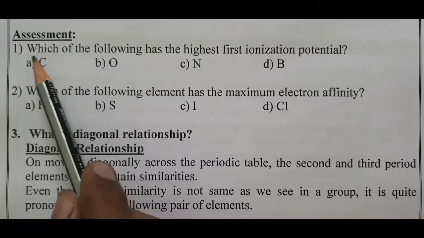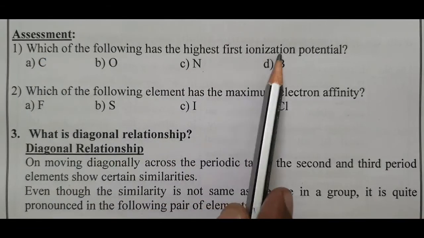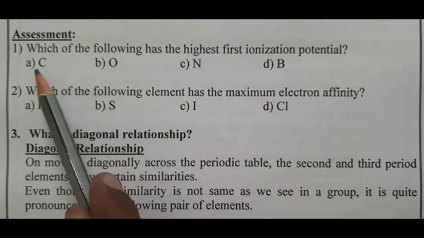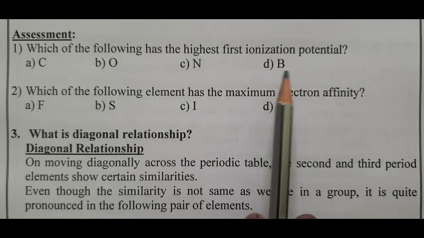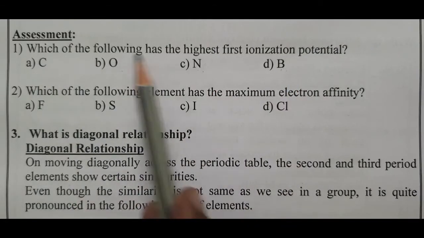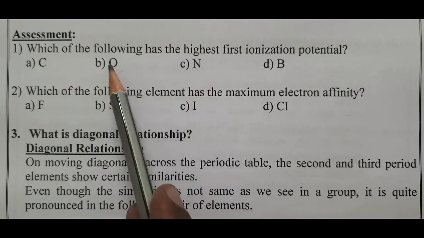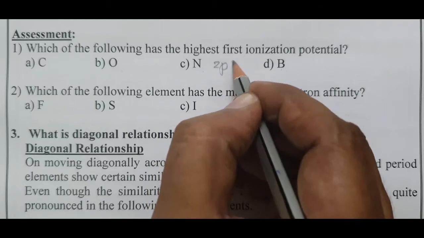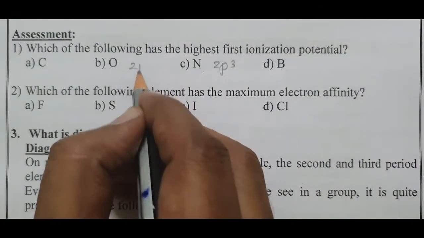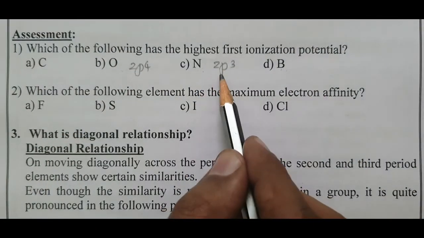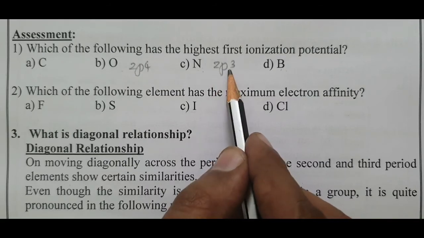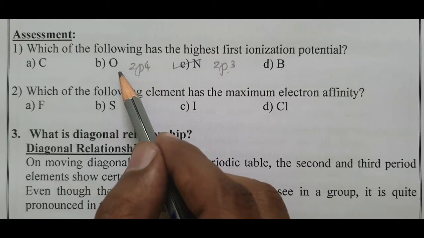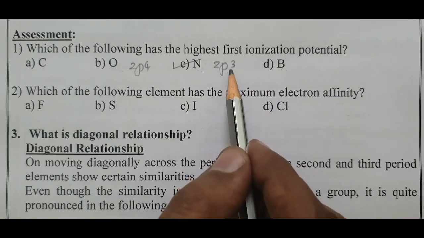Assessment part. Which of the following has the highest first ionization potential? Carbon, oxygen, nitrogen and boron. These are second period elements, atomic numbers 5, 6, 7 and 8. When we compare nitrogen and oxygen, atomic numbers 7 and 8, nitrogen has the half-filled electronic configuration 2p3 and oxygen 2p4. Because of the half-filled electronic configuration, it is more stable. The ionization energy of nitrogen is higher when compared with oxygen due to this half-filled electronic configuration.